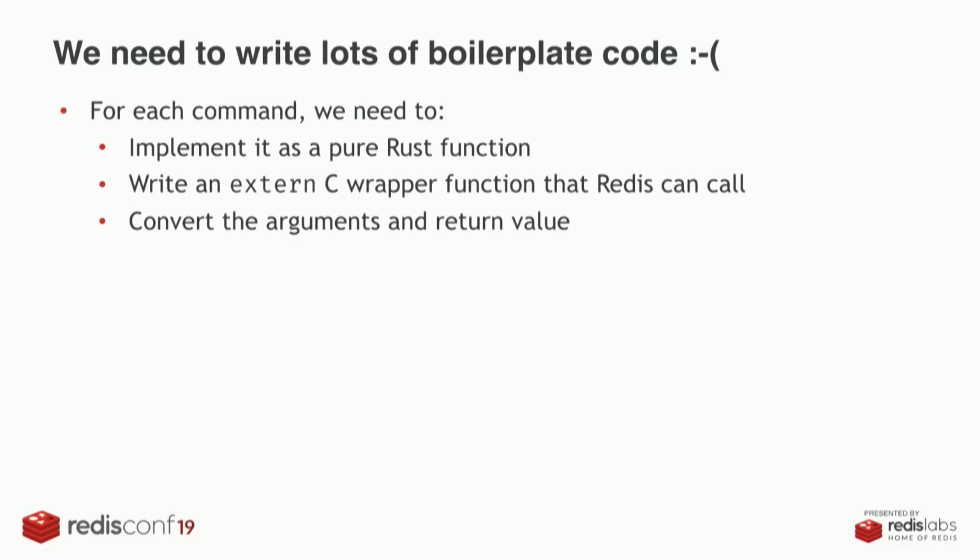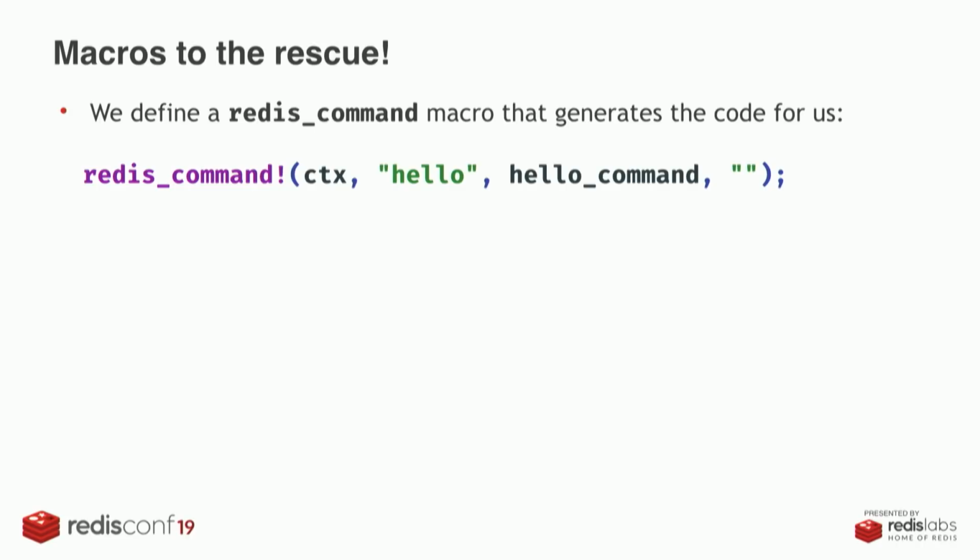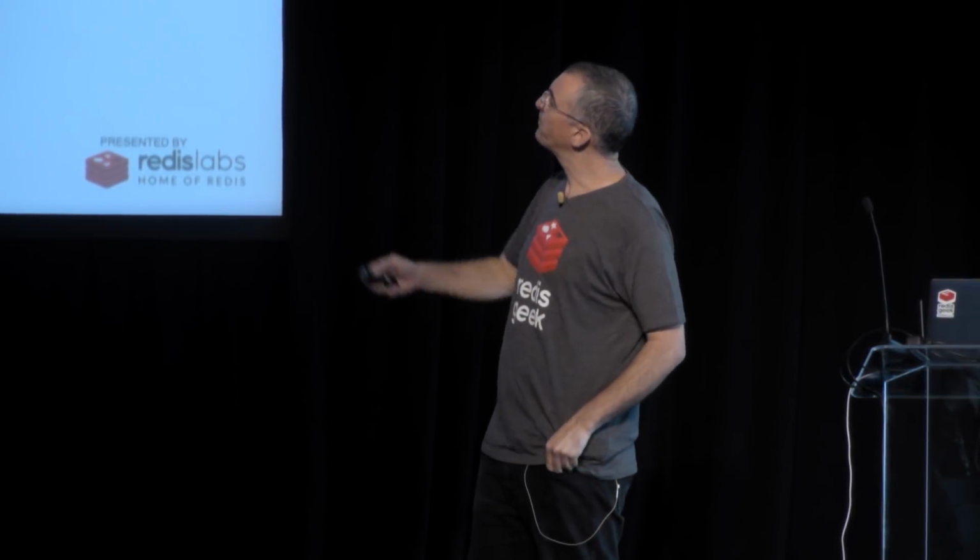So of course, the solution to that is to use macros. So we wrote a macro called Redis command. What it does is take the Redis context and the name of the command and the standard Rust function, and a couple of flags that Redis can pass, such as if it's read-only or read-write. And this macro will generate the code at compile time that does the conversion between the C calling convention and the Redis calling convention, does the serialization, the error handling, everything for you. So you just can pass a very simple Rust function.